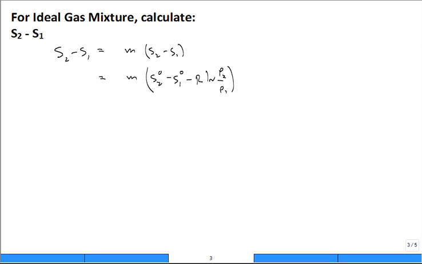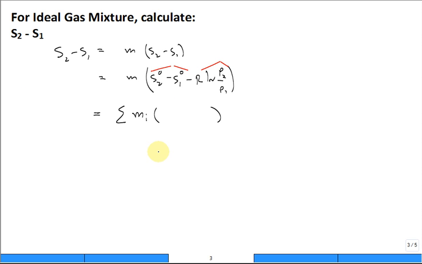So we separate this: this is the function of temperature contribution to the change in entropy, and this is how the pressure changes affect the entropy change. So if you had a mixture now, you would sum over each of the components of that change.